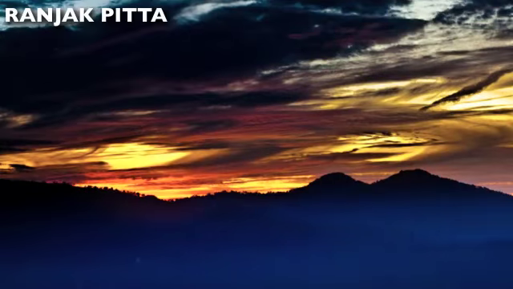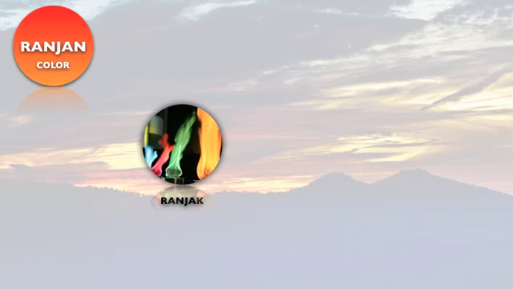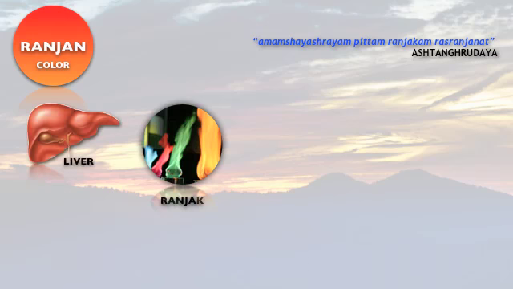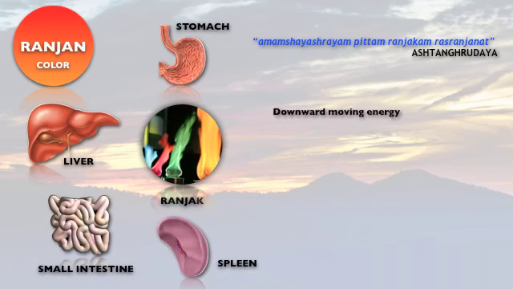Ranjak Pitta. Ranjaka is originated from the root Ranjan, meaning to color. Ranjak Pitta means the form of fire that imparts color. Ashtang Hridaya gives description of Ranjak Pitta as Amashayashrayam Pittam Ranjakam Rasaranjanat. It is located in the liver, spleen, stomach and small intestine. It gives color to the blood, bile and stool. It functions as the warmth in the blood and the circulatory system. Like Apan Vayu, it has a downward moving energy and can promote or purge toxins.